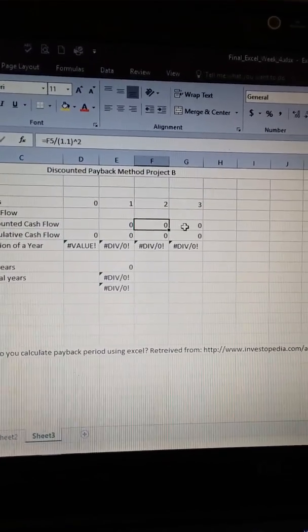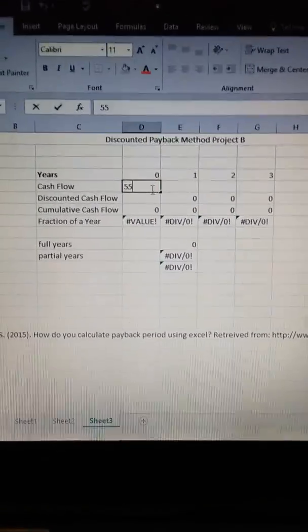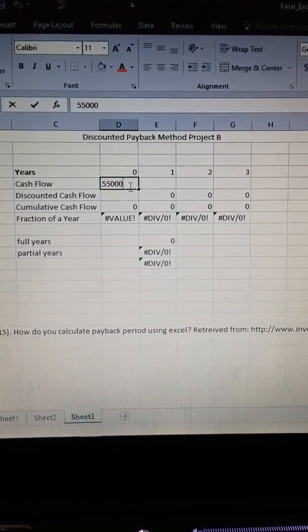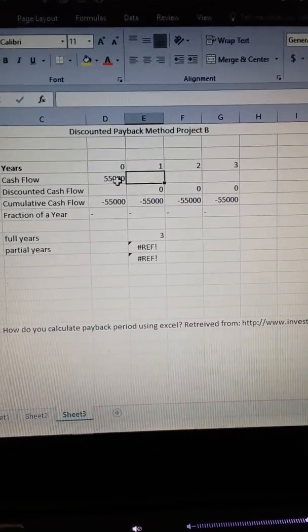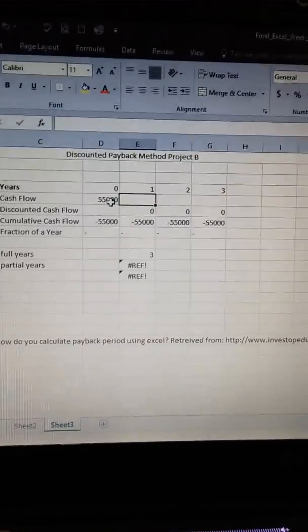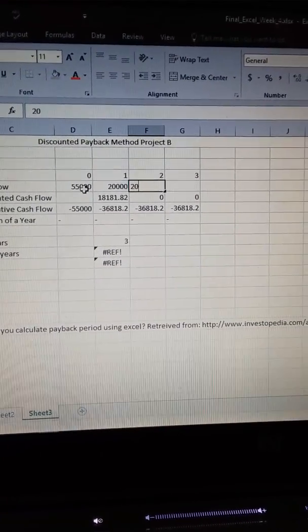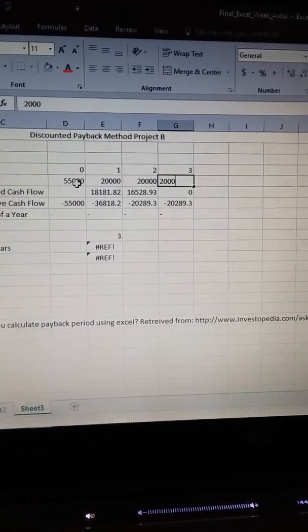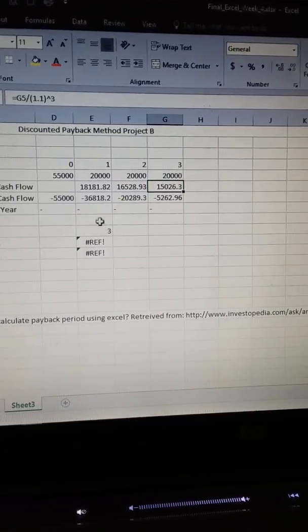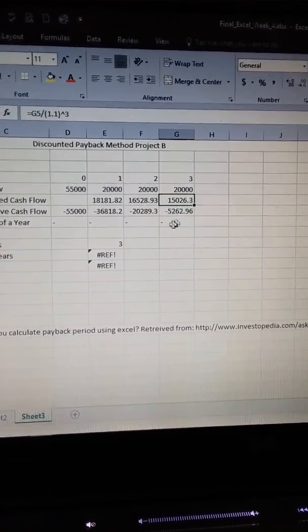Hopefully that first one wasn't too confusing. Your cash flow in your first year, just like before, is going to be $55,000. And then, as you can see, that shows all the negatives. And then it's going to be $20,000 a year is what they're thinking that the cash flow is going to be. So entering in that 20,000 here, you can see that it is never paid back.